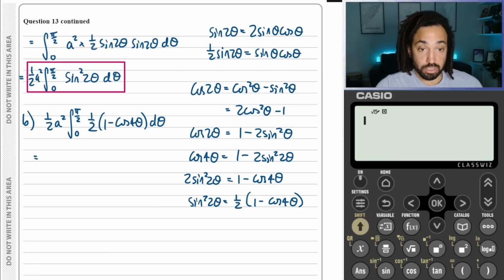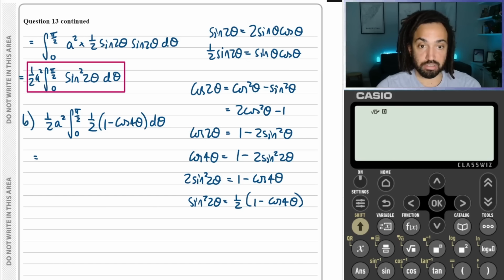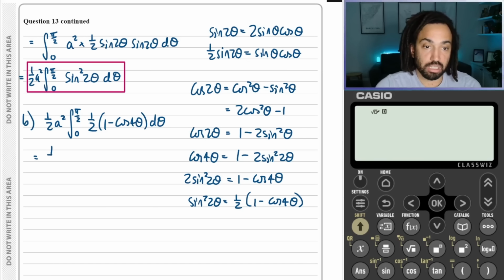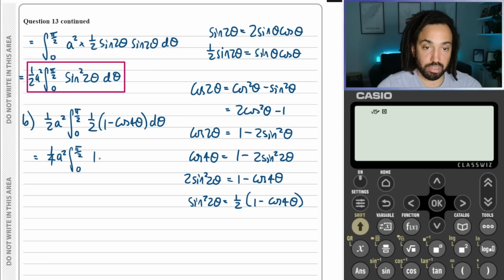Now this is a constant, a half, so it's a factor of the integrand, so we can take that out like that. So just take out a half and times it by the half there to get a quarter. And now we can integrate 1 minus cos 4 theta d theta.